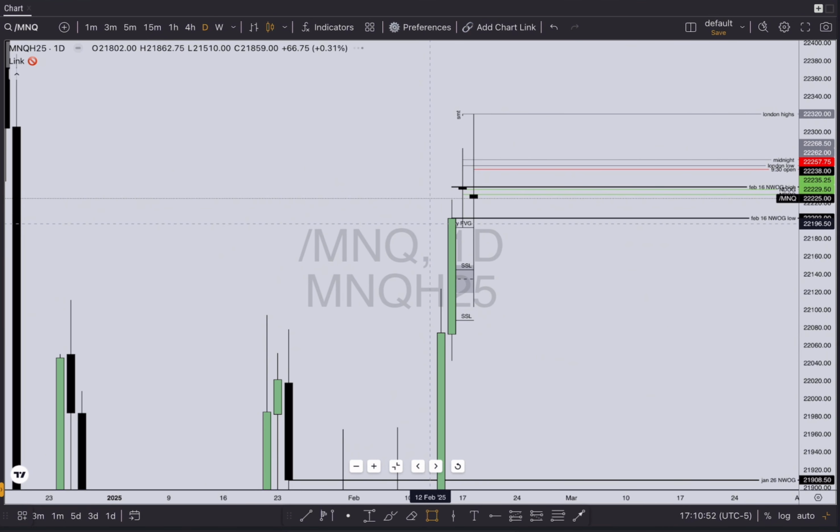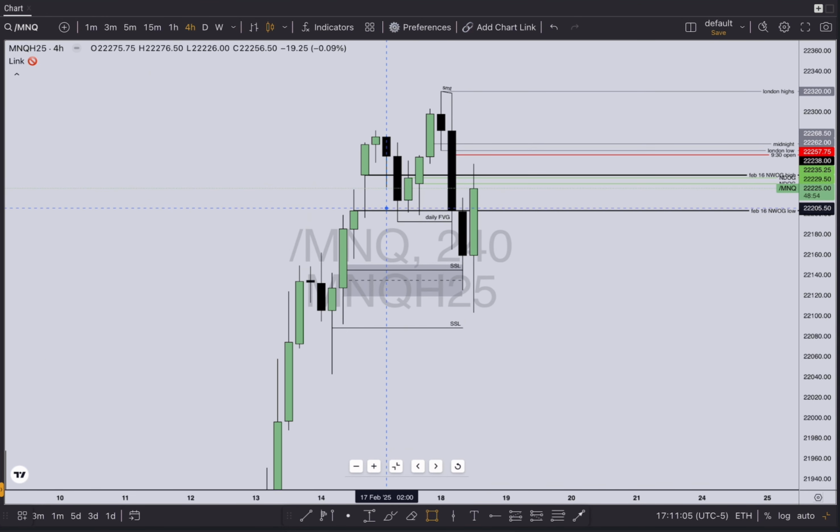I think I have that marked out. Yeah, so this is the daily fair value gap, marked with these double lows on the 4-hour time frame. You have this 4-hour inefficiency and this 4-hour order block. So on the 4-hour chart, we have multiple indications that we want to drop lower. So that's what we get to see on the 4-hour time frame.